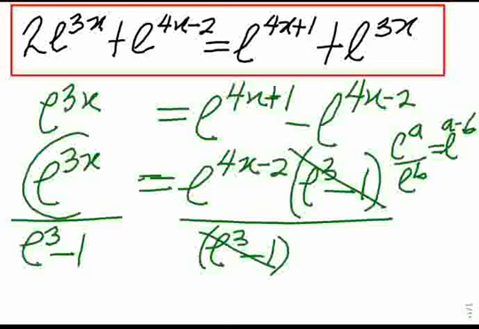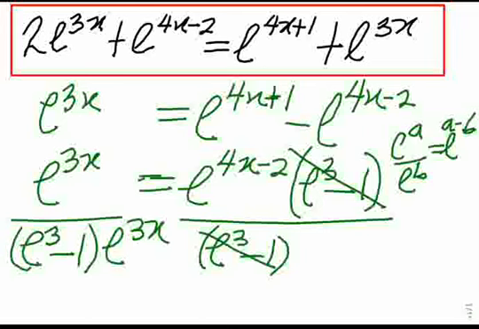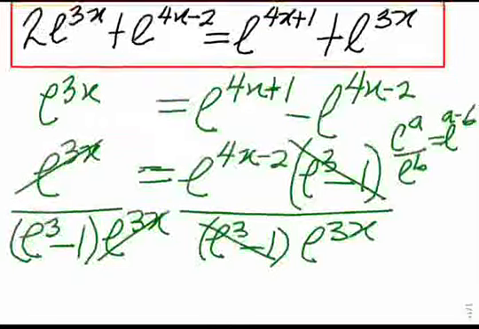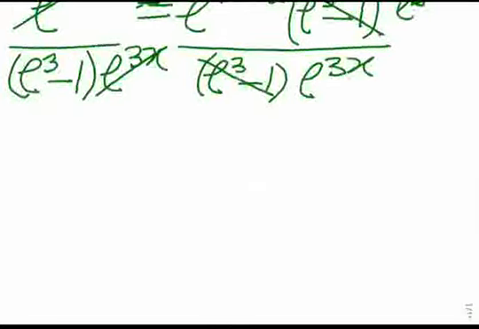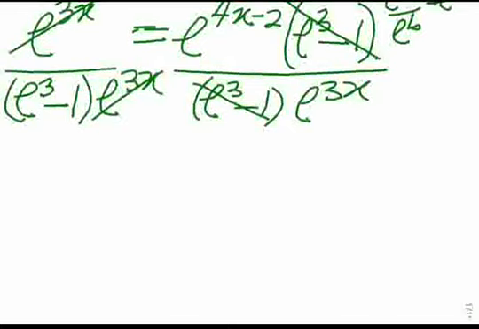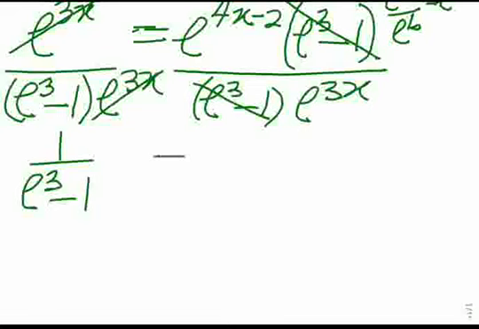What do I do next? Let me cross this to the right hand side. I would also have to divide both sides by e^(3x). So this now cancels this. So let's bring down the expressions left. What are the expressions left? On the left hand side, I have 1 over e^3 minus 1 left there. This equals, on the right hand side, e^(4x-2) over e^(3x).